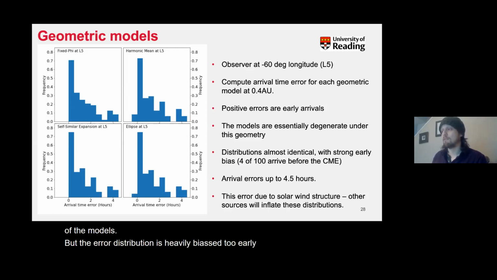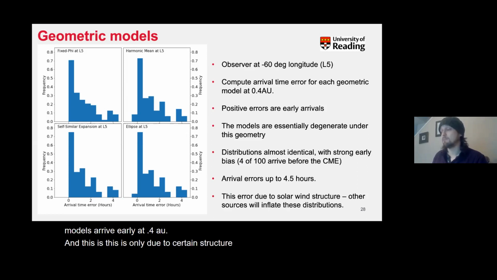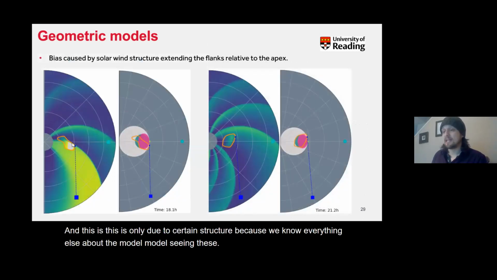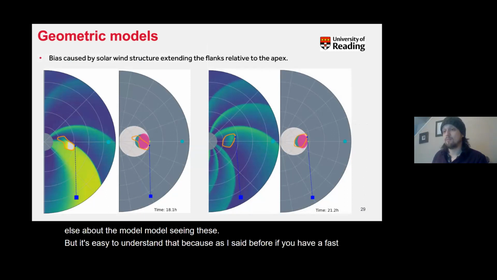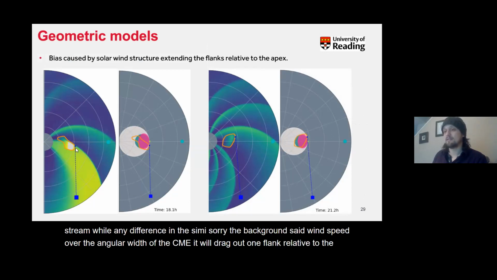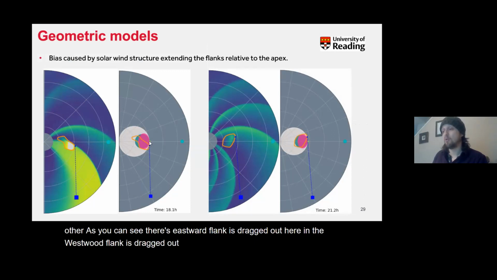The geometric models arrive early at 0.4 AU. And this is only due to solar wind structure, because we know everything else about the model CMEs. But it's easy to understand that, because as I said before, if you have a fast stream, any difference in the background solar wind speed over the angular width of the CME will drag out one flank relative to the other. As you can see, the eastward flank is dragged out here and the westward flank is dragged out here. And what that does is pull the geometric models forward relative to the true CME apex.